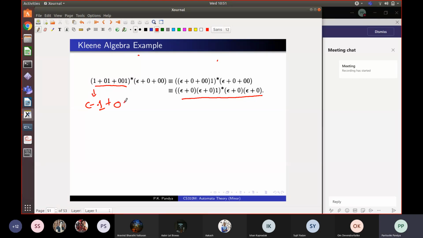Plus 0.1 plus 0.0.1, right? This is the underlying sub expression. Everything ends with a 1. So you can factor that out, and what you will get is this will be equivalent to epsilon plus 0 plus 0 0 whole thing dot 1, right? So this one you can pull out, and that is what he has done here.